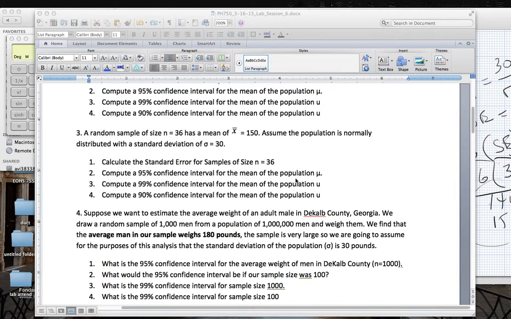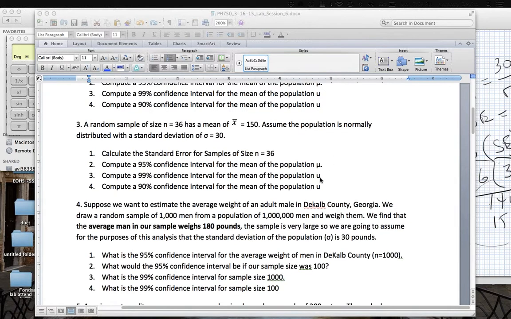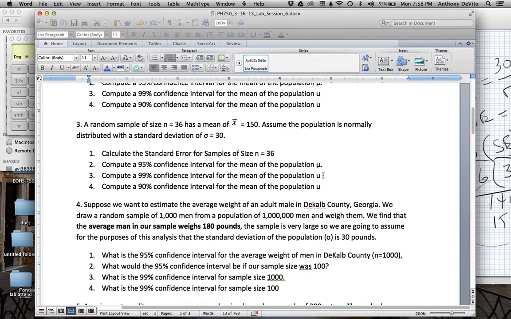Okay, so what do we get for a 95% confidence interval? Well, I know just by looking that the standard error is 5, and I'm going to take 2 times the standard error, roughly. So it's going to be 10, roughly 140 to 160. So what do the numbers actually come out to be? I got 140.2 to 159.8. Okay, excellent. How about the 99% confidence interval?